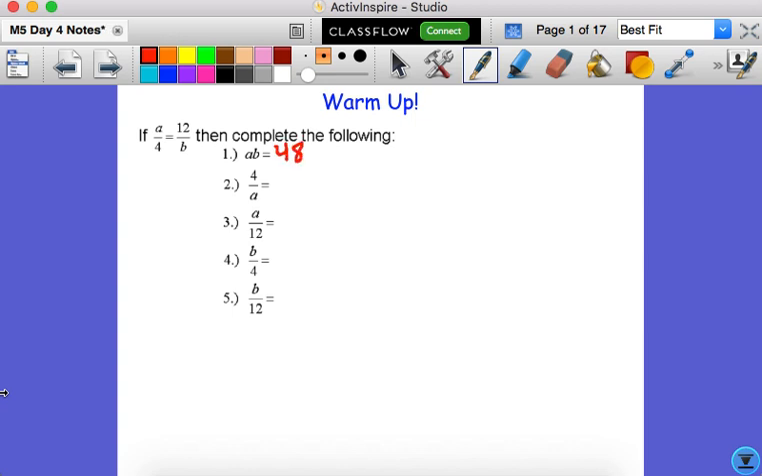And then 4 over a, that's that reciprocal property. We flipped that fraction upside down, would be b over 12. A over 12 would equal 4 over b. B over 4 would equal 12 over a. And lastly, b over 12 would equal 4 over a. So that's just a review of some of those properties with proportions that we talked about in the last section.